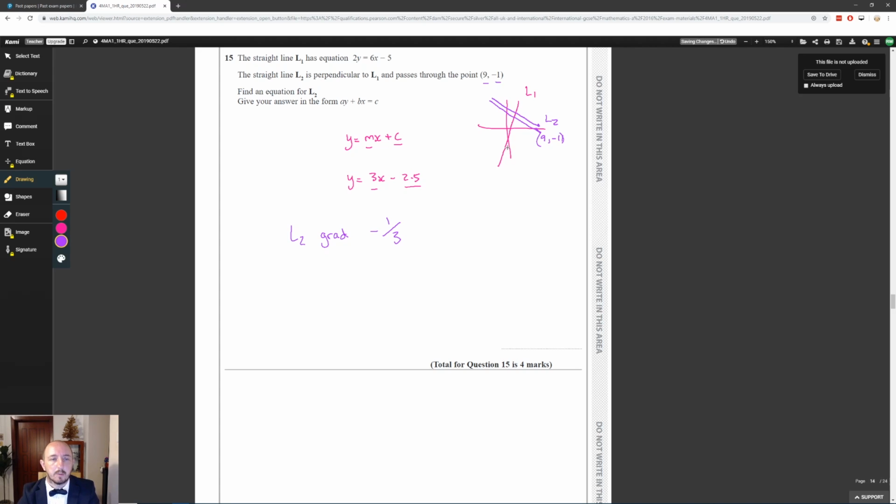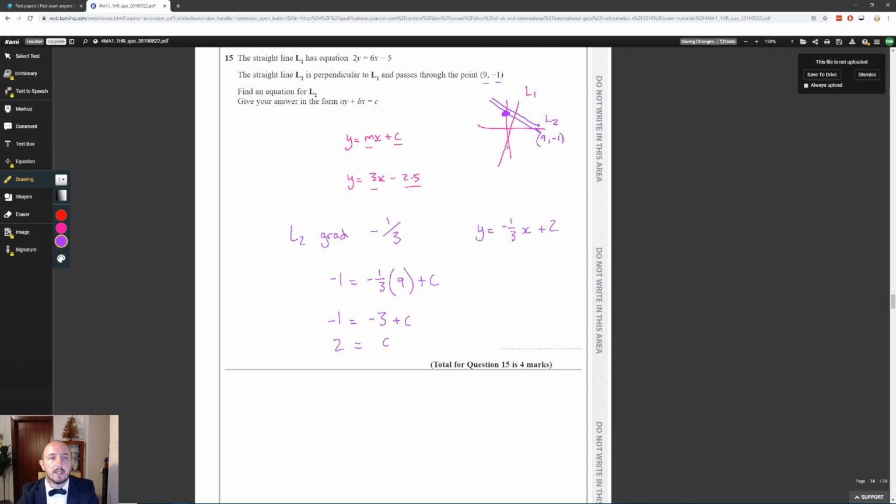So we're going to replace the y and the x with those coordinates. So negative 1 for y equals minus a third. The x value is 9. And we're trying to find out the new c value, the new y-intercept for the purple line. Minus 1 equals minus 3 plus c. So c equals, add 3 to both sides, we get 2. So the equation for L2 would be y equals minus a third x plus 2.